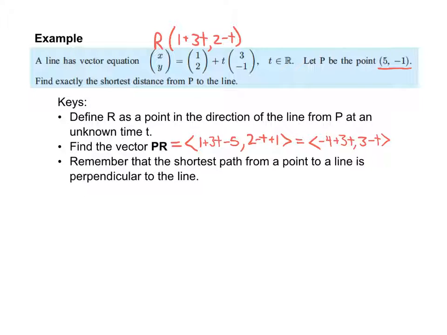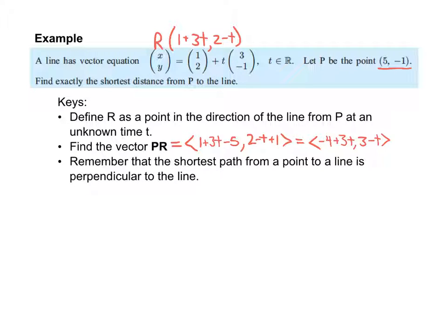1, 2. Or 3, negative 1. It's one of those. Which one is it? 1, 2? This or this? The first one. No, the second one. It's this one, because it's multiplied by the t. Alright?